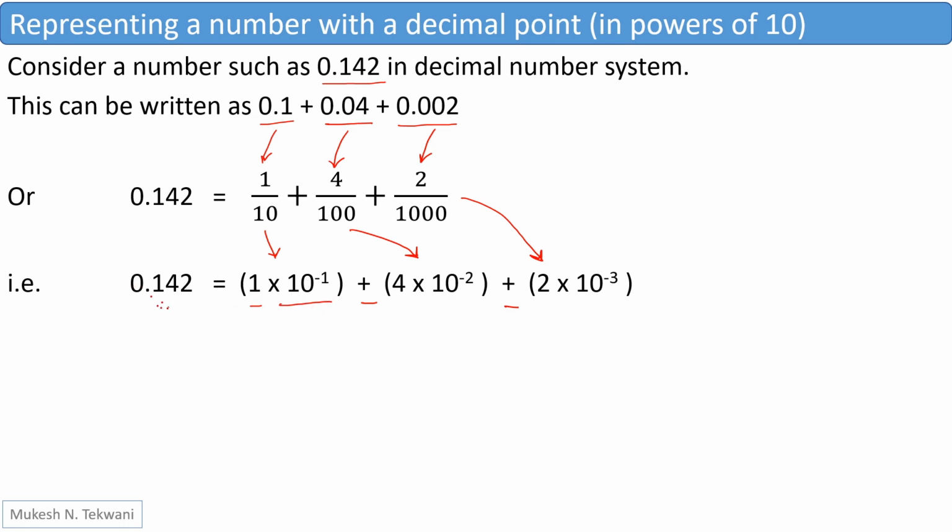So since this is the first place, 1 into 10 raised to minus 1. Since 4 appears in the second place after the decimal point, we have 4 into 10 raised to minus 2. Since 2 appears in the third place after the decimal point, we have 2 into 10 raised to the power minus 3. Now this result we will use when we convert a fractional binary number to its decimal equivalent.